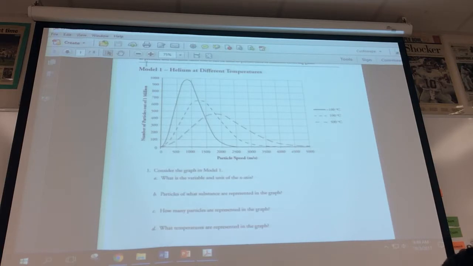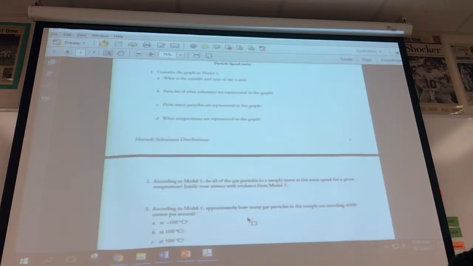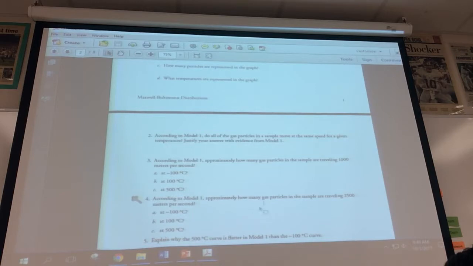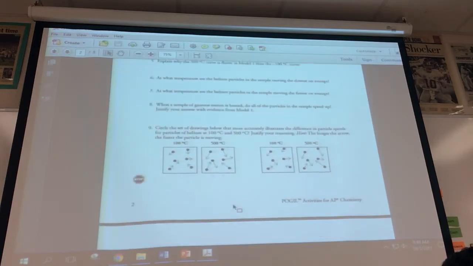Now, some of the kids look at this POGIL packet and they're like, you have to be kidding me. It says, what is the variable and unit on the x-axis? Some of the questions are too simplistic for you, but as you work through it, it will help with your understanding. It makes you measure, and that will be very good for you.